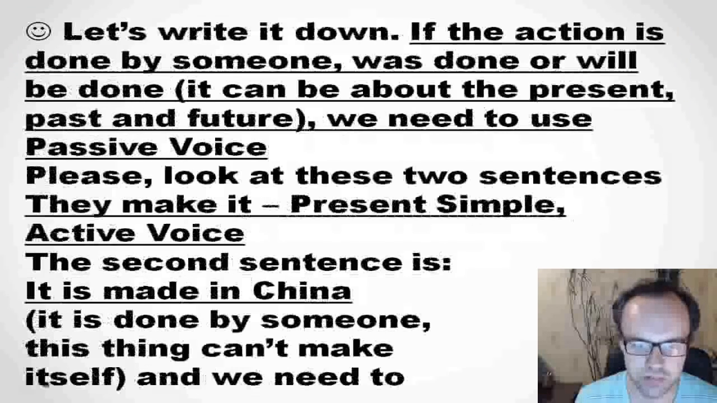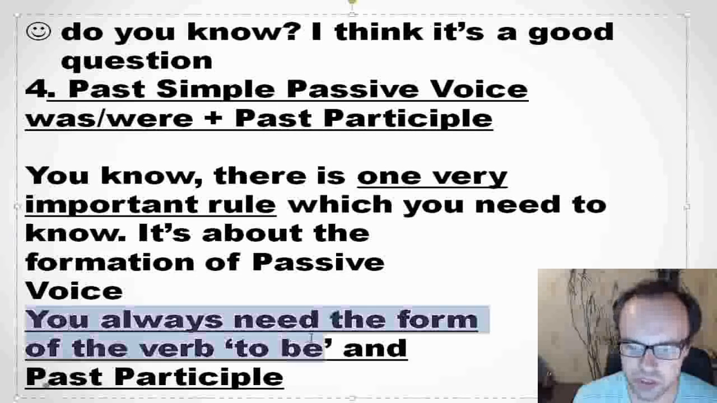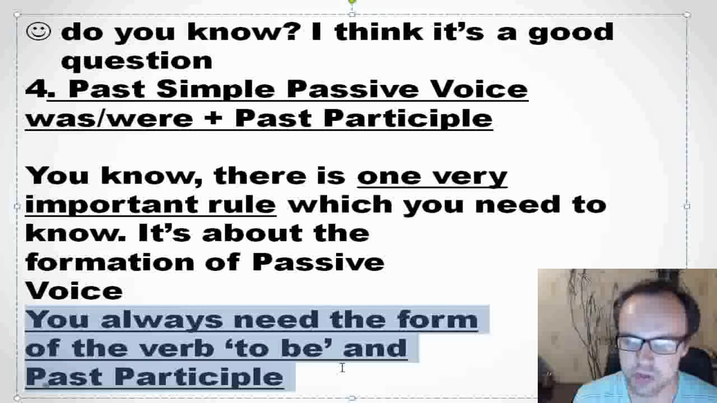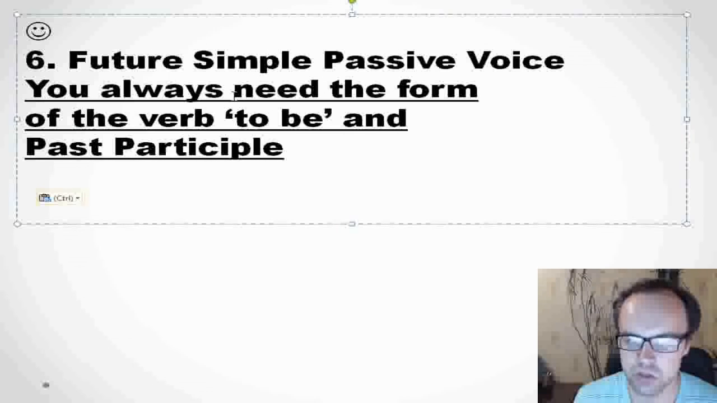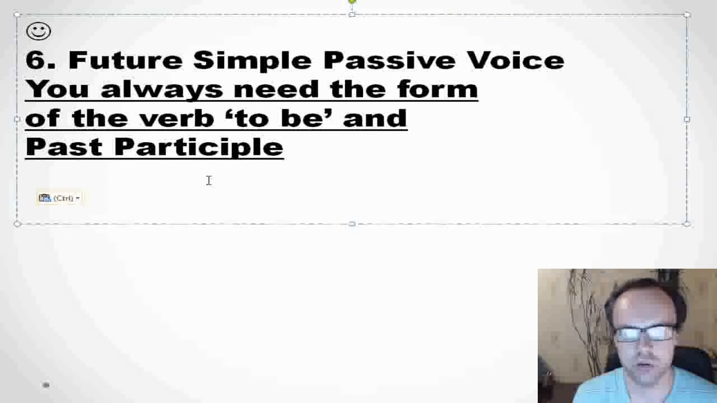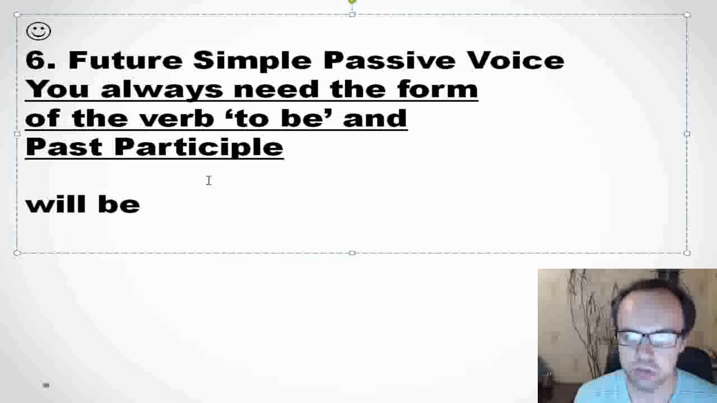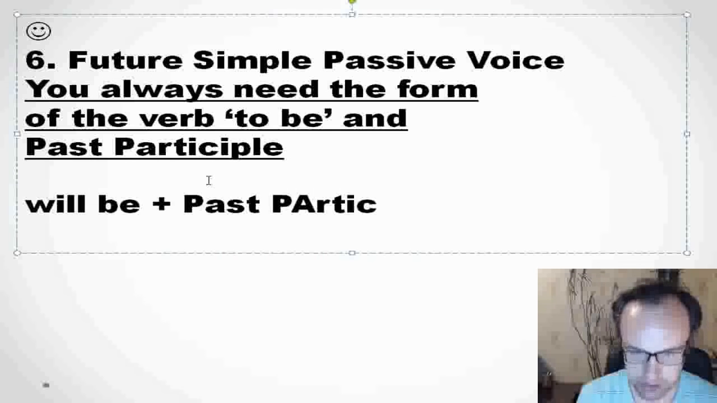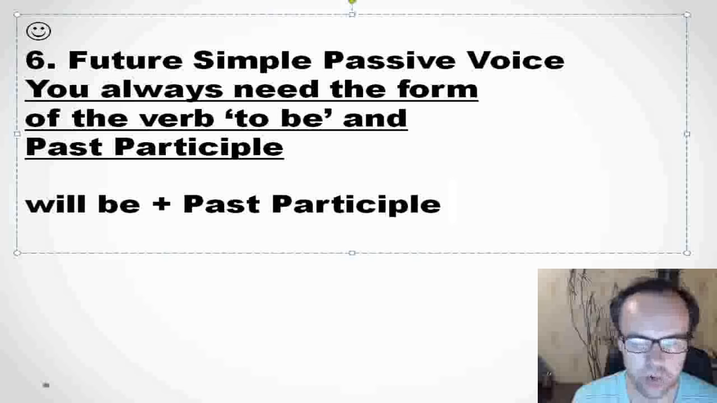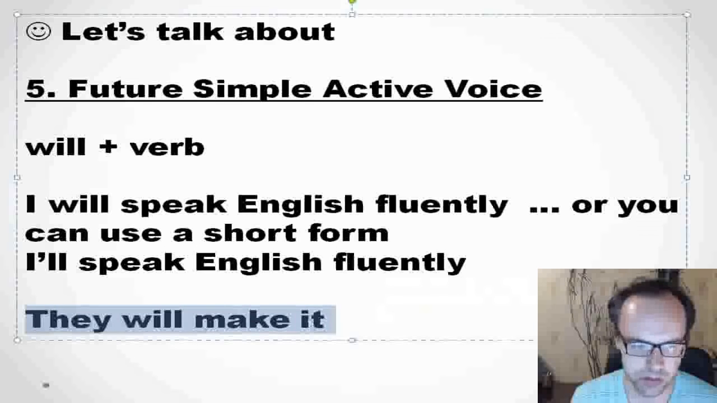Okay, so let's have a look at our rule. You always need the form of the verb to be and past participle. The form of the verb to be in future simple is will be, so will be plus past participle. Good. So we had this example: they will make it.